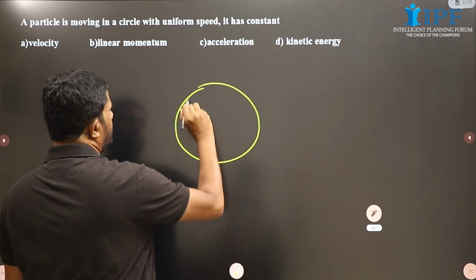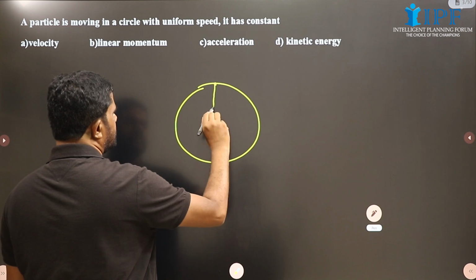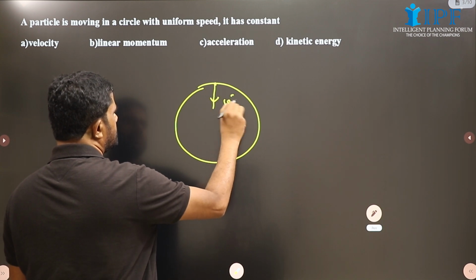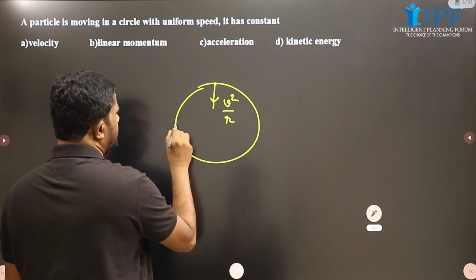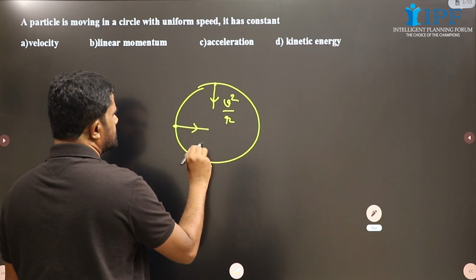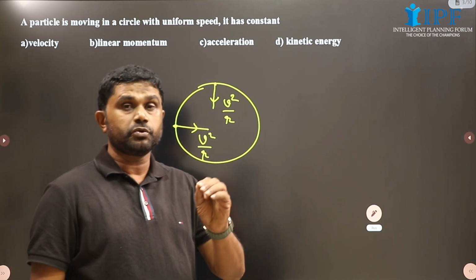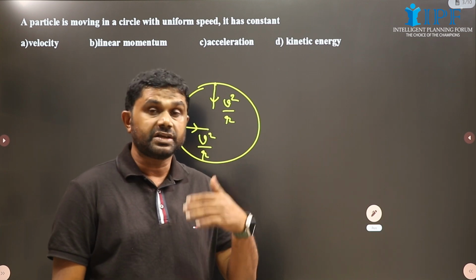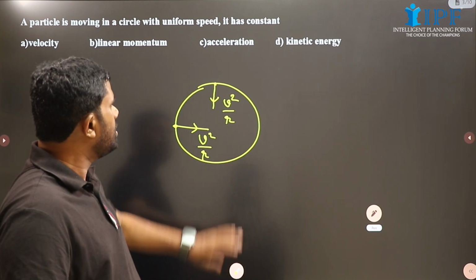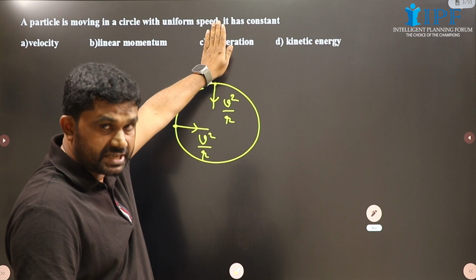Okay, so when the body is here, the acceleration will be towards the center and it is v square by r. When it is here, acceleration is again towards the center and it is v square by r. So even though the magnitude of acceleration is constant, direction is continuously changing. So acceleration is also not constant.